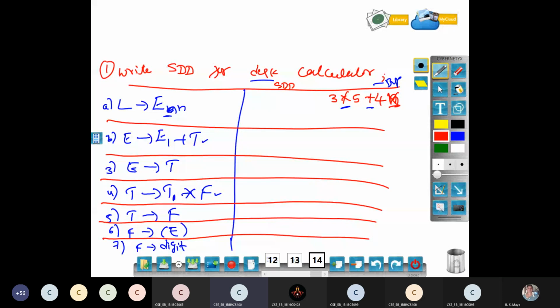Ma'am, L derives E n, right, ma'am? Like the center one is. Yeah, one minute. I will rewrite once again if you are confused. This n is only the terminal, because in the input I have n. Got it, ma'am. Thank you.